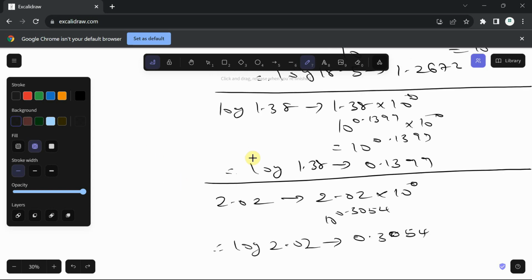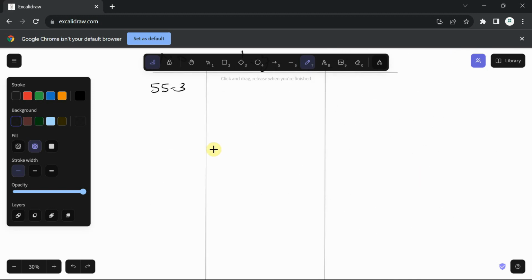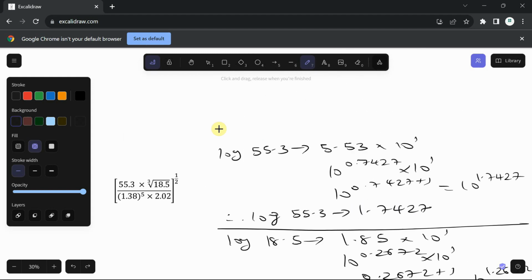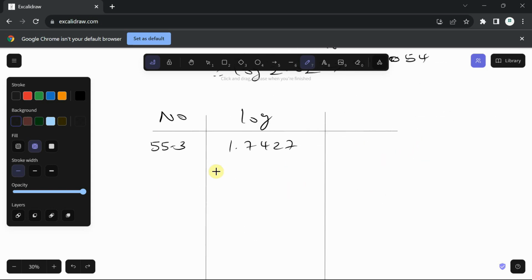When we found the log, what did we have? We had 1.7427. Just to confirm the value. Great. So the next value that we had was 18.5. So 18.5 was 1.2672.